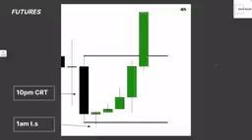Let's take a look at a futures example. On a 4-hour chart, you can see at 10 p.m. we formed the CRT range, and at 1 a.m. we turtle souped, then distributing to the opposing end of the range.